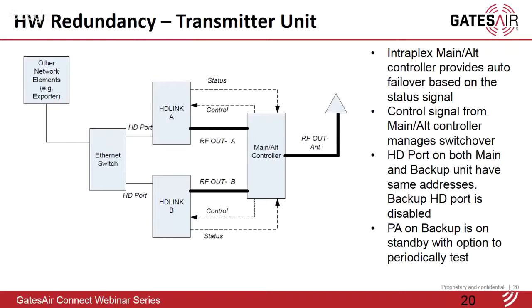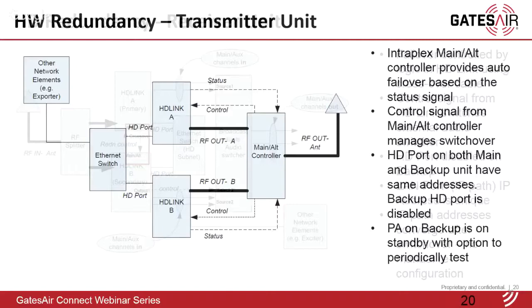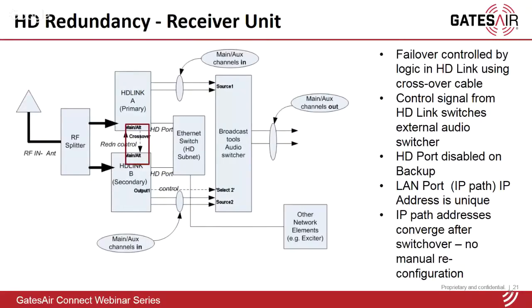The redundancy on the receiver is handled slightly differently. The main and the backup are connected using a crossover cable, and the logic for redundancy is actually built into the software of the HT Link receiver. The audio from the main and the backup is connected to an external audio switcher. Broadcast Tools is what we recommend. The contact closure from the backup unit actually controls the switching between the main and the backup audio, and the IP path, which is accomplished using the second network port.